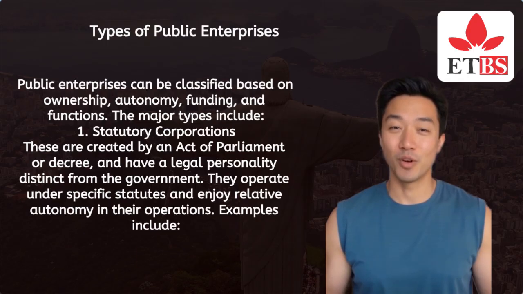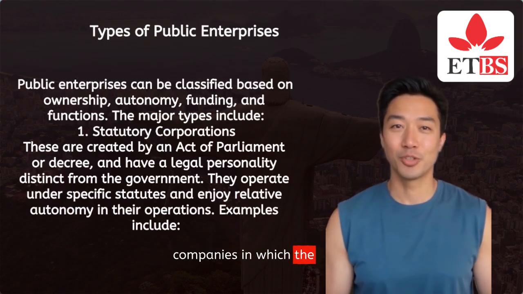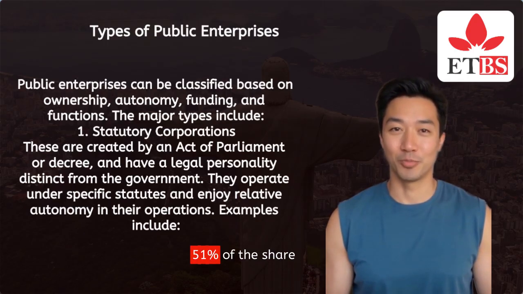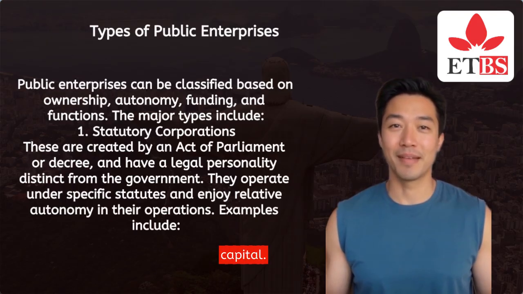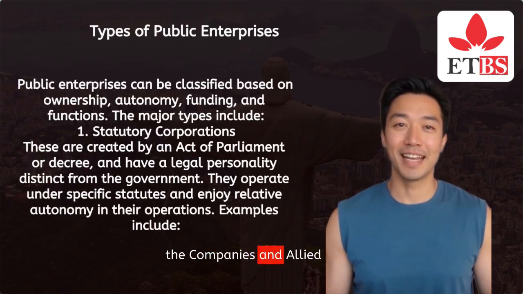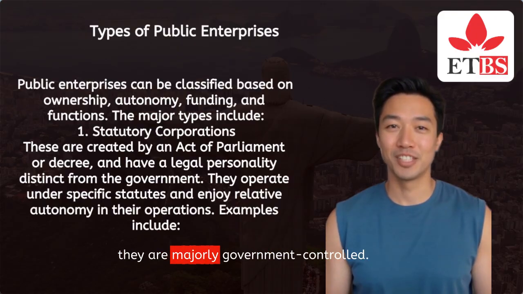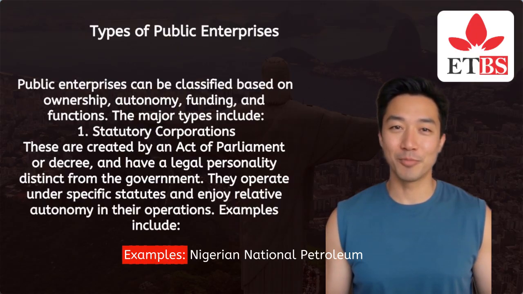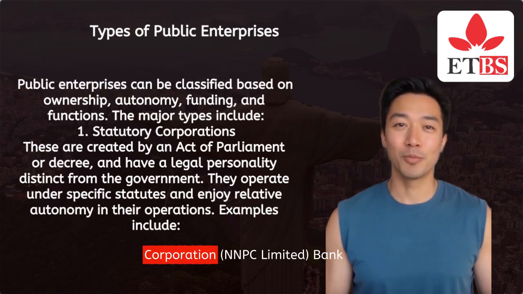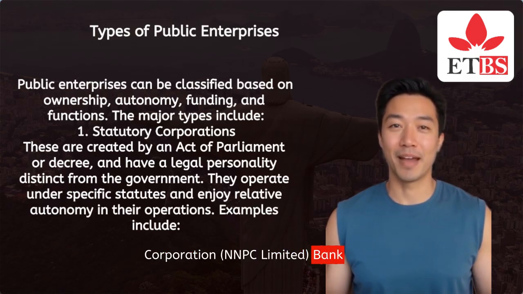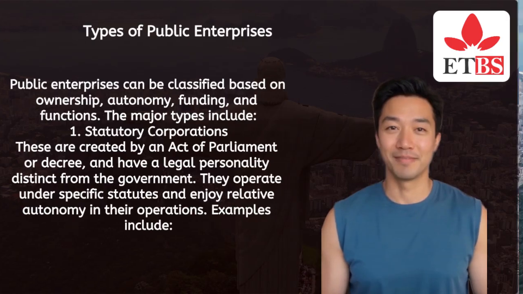2. Government companies. These are companies in which the government owns at least 51% of the share capital. They are registered under the Companies and Allied Matters Act, CAMA, just like private companies, but they are majorly government-controlled. Examples: Nigerian National Petroleum Corporation, NNPC Limited, Bank of Industry, BOI.